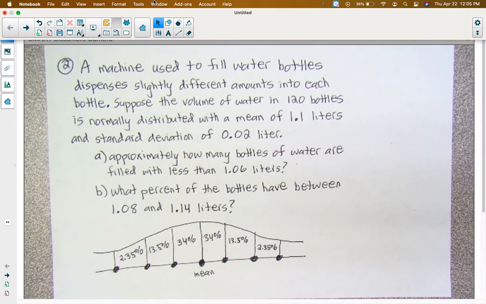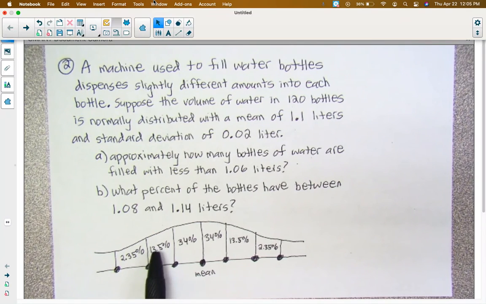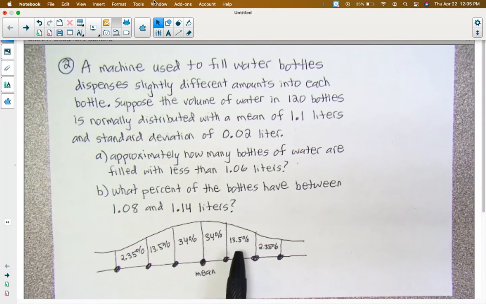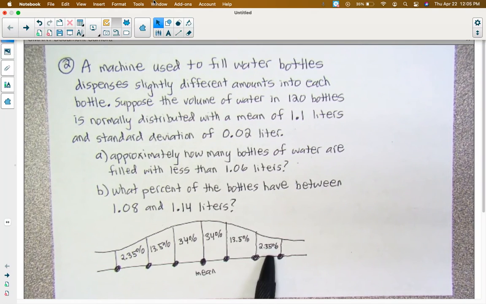So what I've already done is drew in my bell curve. These percentages do not change. They're exactly the same numbers as the example from above. So go ahead and draw your bell curve. It's always going to be 34, 13.5, and 2.35. So these percentages will not change. I'm still going to do the plus or minus 1, 2, and 3 standard deviations so I can get the points that I'm looking for.